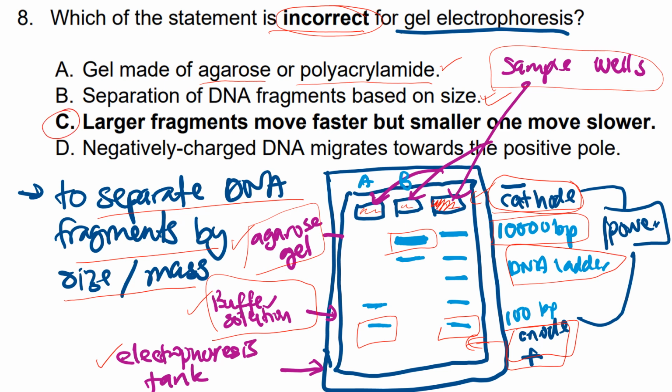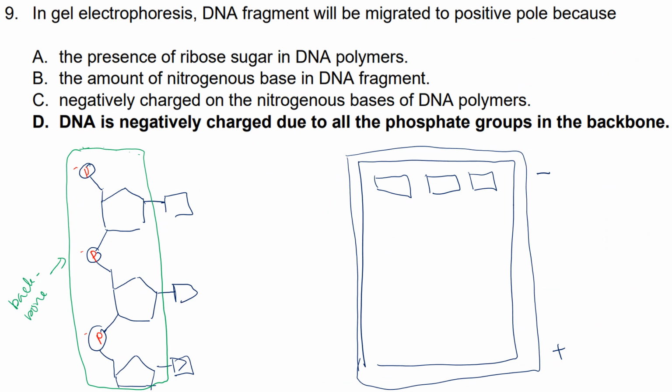So let's look at another choice, which is D. Negatively charged DNA migrates towards the positive pole. So that is correct. In gel electrophoresis, DNA fragments will migrate to the positive pole because DNA is negatively charged due to all the phosphate groups in the backbone.